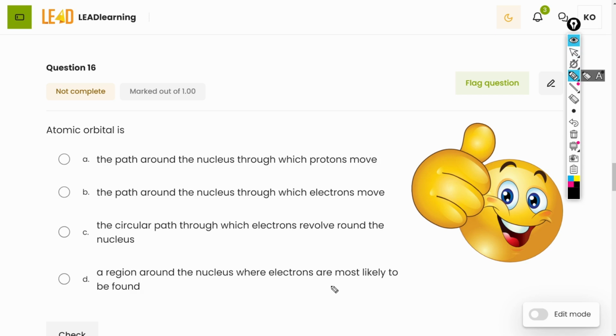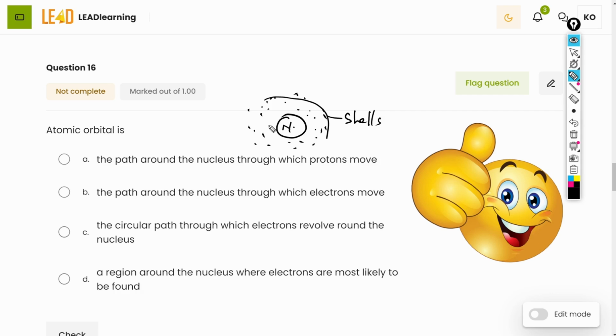Question 16. Atomic orbital is, now by definition, an orbital is simply a region or space outside the nucleus where there is a probability of locating an electron. So if this were to be the nucleus of an atom, an orbital is any region or space outside the nucleus where it is possible to locate an electron. So it's not a defined path like we talk about shells. No, it is just a region outside the nucleus where it is possible that we can locate an electron.